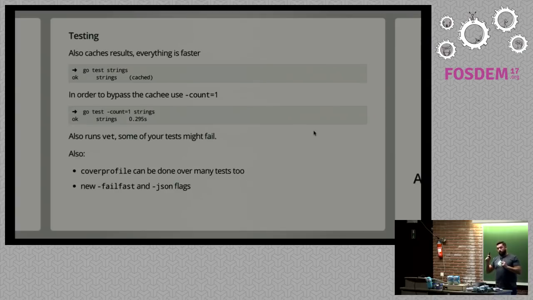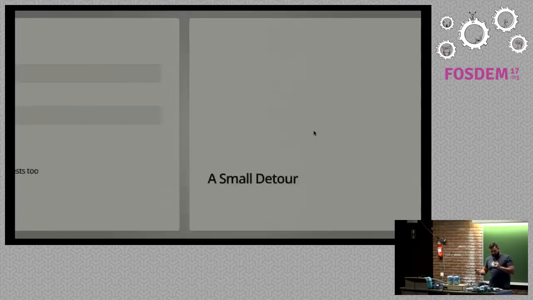What else? Cover profile now supports many packages at the same time, which is cool because it means you can run your tests faster too. You can create one single coverage profile for all of your libraries, which is pretty nice. Also -failfast to stop the whole test suite when one fails, and -json, so you don't need to parse the output of tests anymore. You can just read JSON, which is nice. And that's pretty much it.